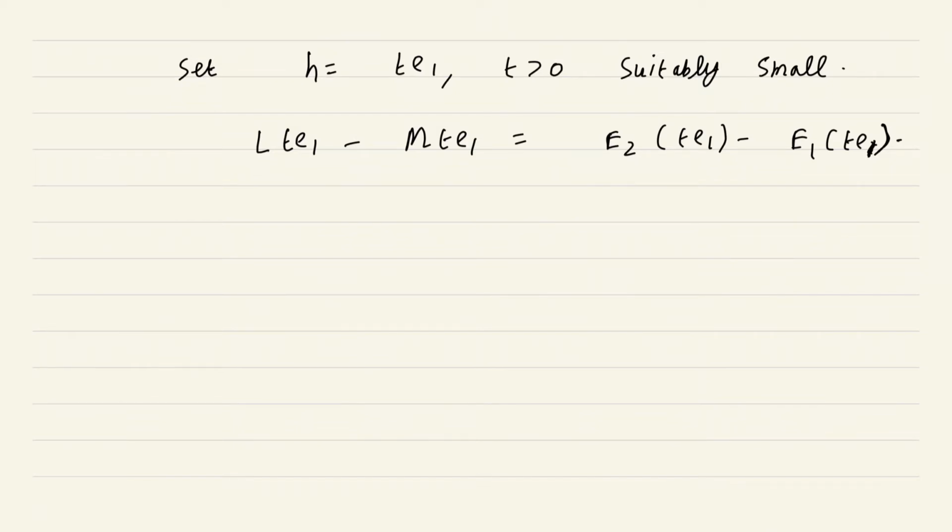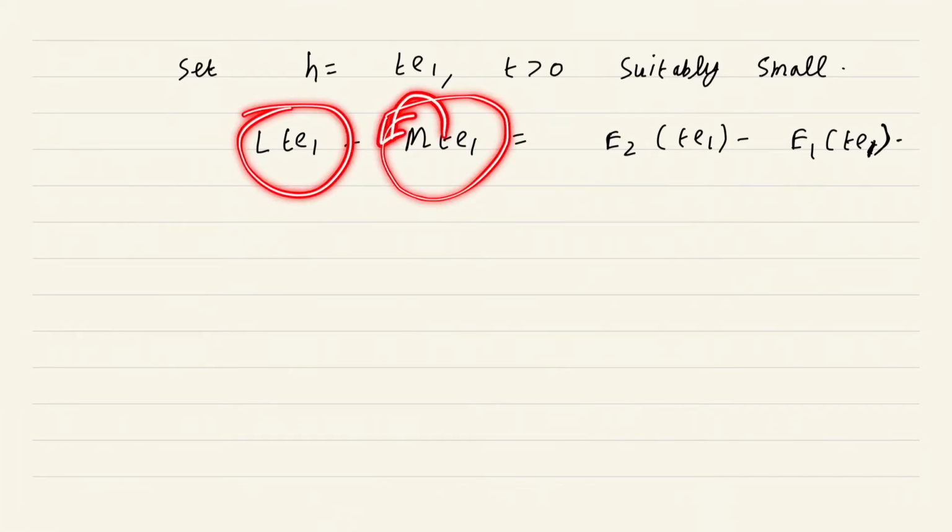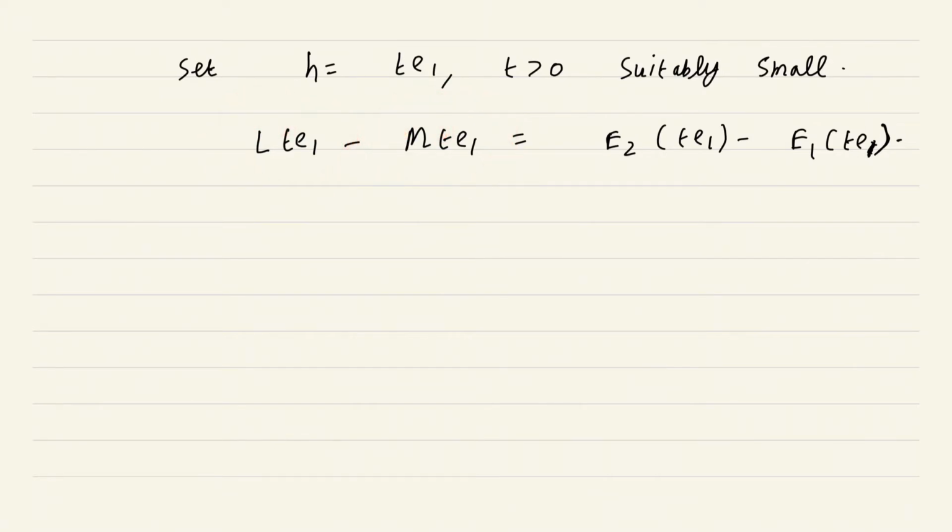Okay, now since t is not equal to 0, we can divide both sides by t, and because L and M are both linear, I can take this t outside in both, right? So dividing by t, I will get Le1 minus Me1 is E2(te1) by t minus E1(te1) by t.